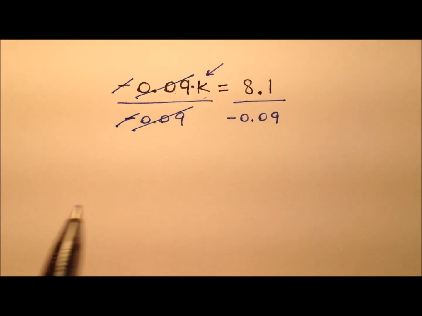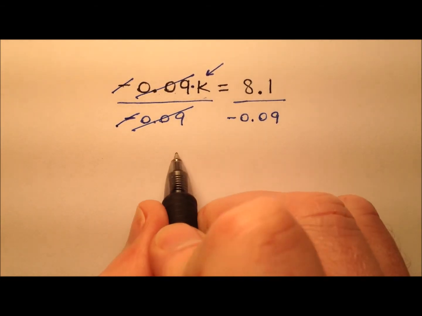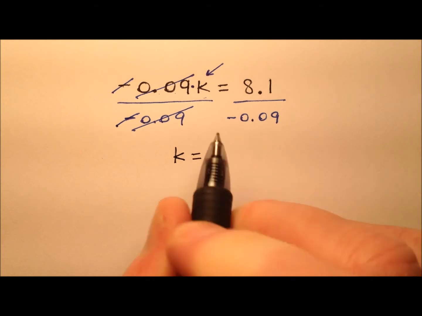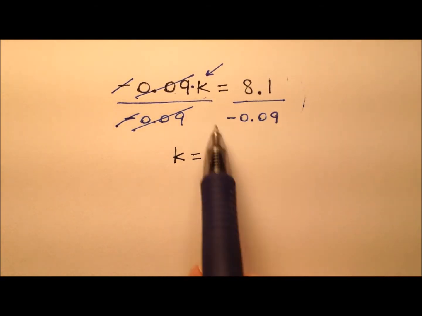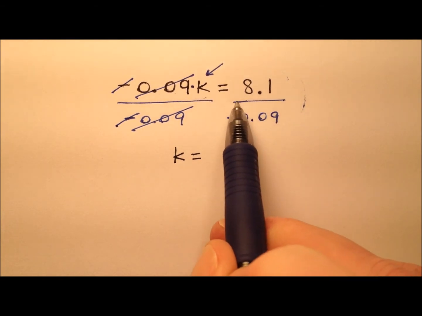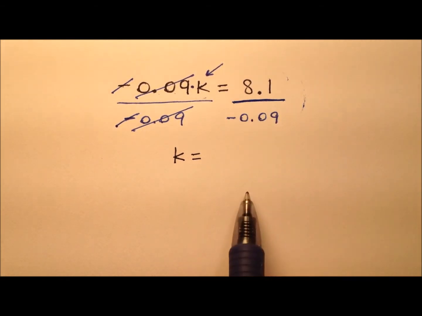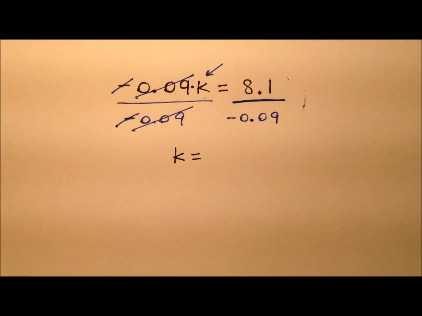Okay, so on the left side, this is pretty easy because the negatives cancel and the 0.09s cancel as well. So I'm left with just my k. So k equals. And so now I need to contend with this right side. All right, so we have a fraction, but in this fraction, our numerator and our denominator actually are both decimals. So how can we do this division without grabbing a calculator?